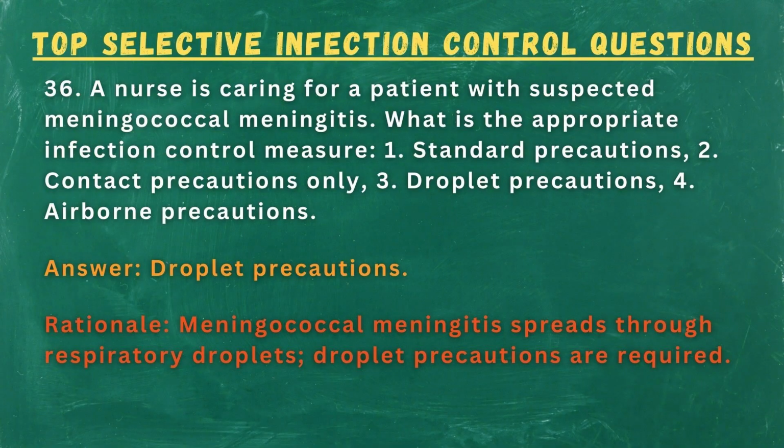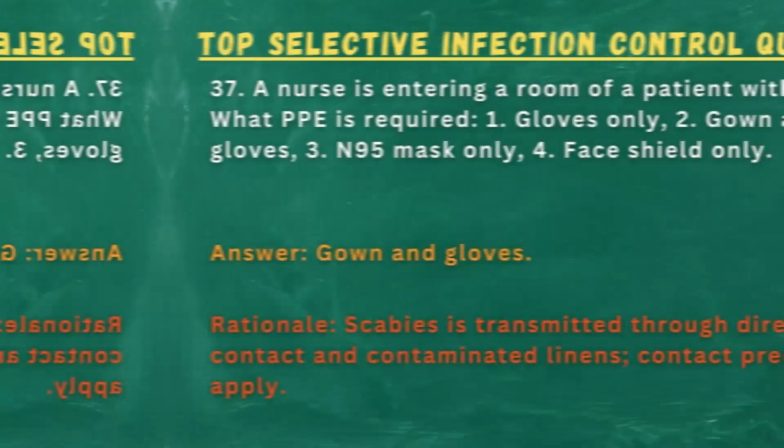36. A nurse is caring for a patient with suspected meningococcal meningitis. What is the appropriate infection control measure? 1. Standard precautions. 2. Contact precautions only. 3. Droplet precautions. 4. Airborne precautions. Answer: droplet precautions. Rationale: meningococcal meningitis spreads through respiratory droplets. Droplet precautions are required.